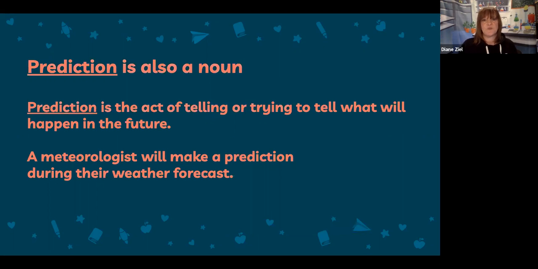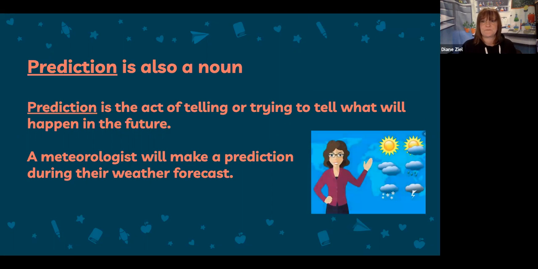Prediction. Prediction is also a noun. Prediction is the act of telling or trying to tell what will happen in the future. So you can see how all these words are related. A meteorologist will make a prediction during their weather forecast. So in that sentence, we used three of our vocabulary words. We have the meteorologist, who is the scientist that studies weather. He or she will make a prediction or say what's going to happen in the future during their weather forecast, which is actually the prediction of the weather in the future. So here you see a meteorologist making a prediction during her weather forecast.